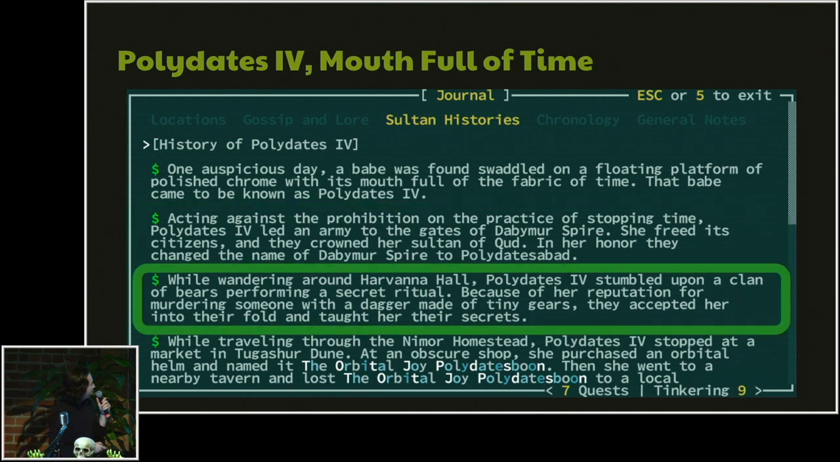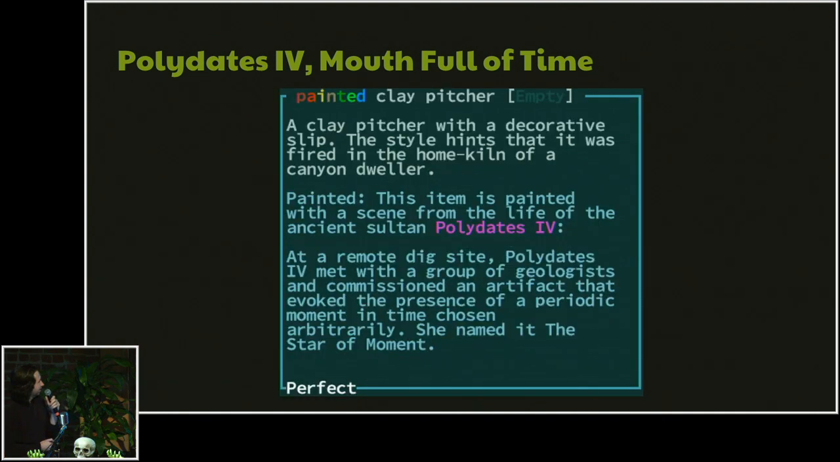Okay, one more. While wandering around Havana Hall, Polydeities stumbled upon a clan of bears performing a secret ritual. Because of her reputation for murdering someone with a dagger made of tiny gears, they accepted her into their fold and taught her secrets. So Polydeities was living her best life, clearly. Here's another clay picture painted with a scene from her life.